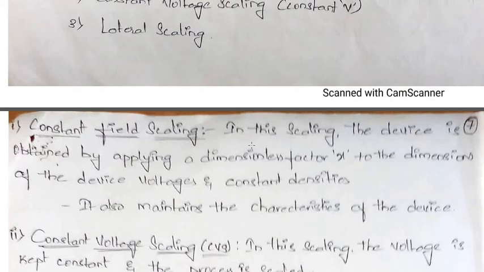So in constant field scaling, what happens? Your field is already scaled, and you are applying the dimensionless factors to the device voltages and constant densities to prepare the device. So this actually maintains the characteristics of the device. By using this scaling, the characteristics of the devices will be well maintained, because we have already fixed a particular field. The only changing part will be the device voltages and the remaining parameters.